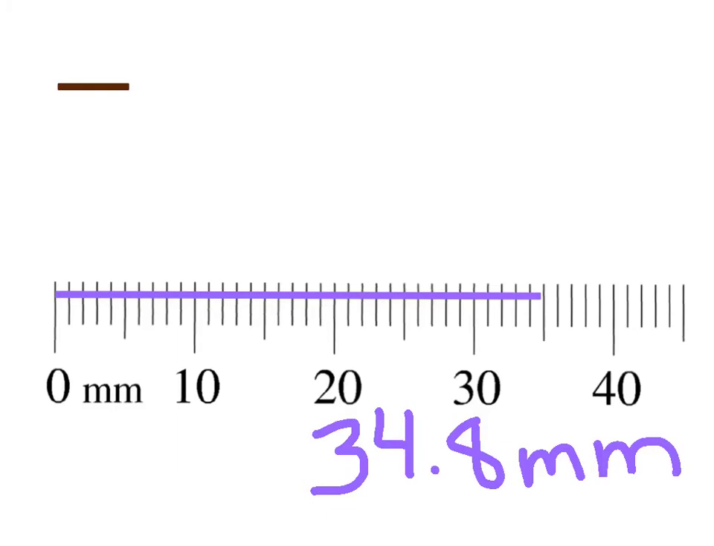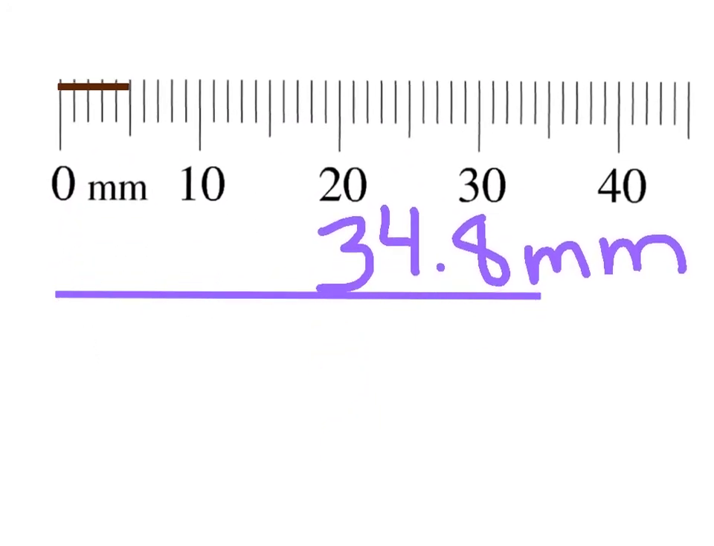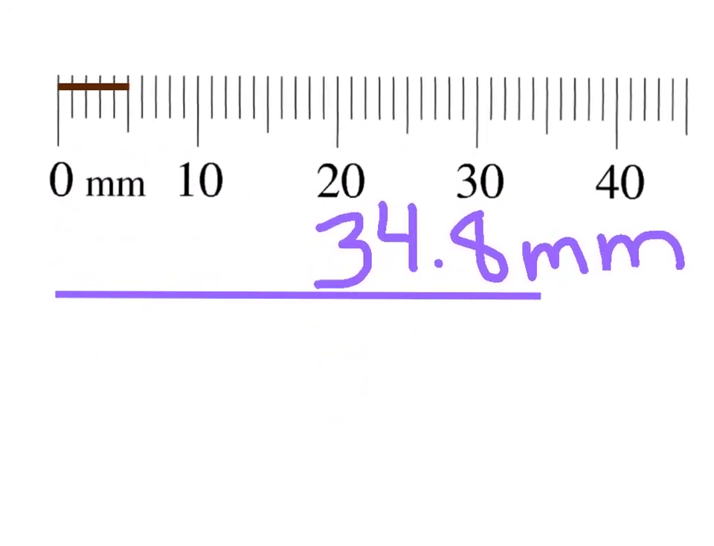So 34.8 millimeters is what I would mark for that. Okay? All right, so now let's take our ruler up here to the brown line.